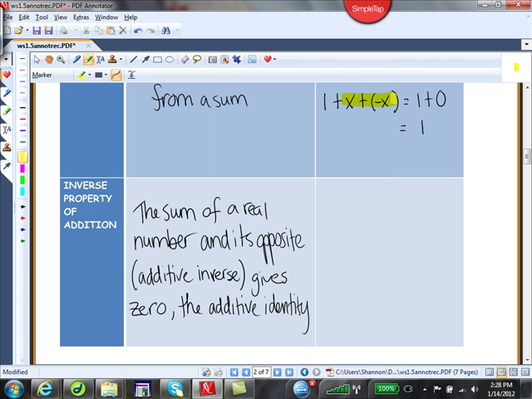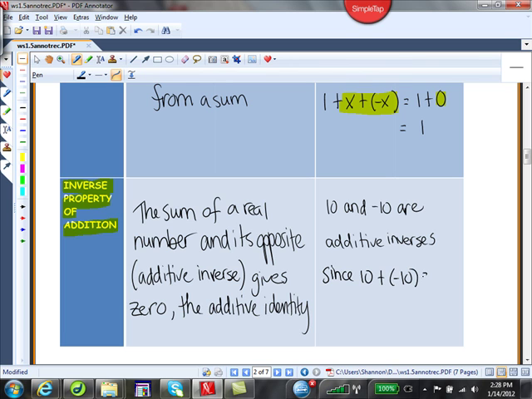So here, this x plus negative x business that we did up here, and that being equal to 0, is an illustration of this inverse property of addition. So for example, we can say that 10 and negative 10 are additive inverses since 10 plus negative 10 equals 0.